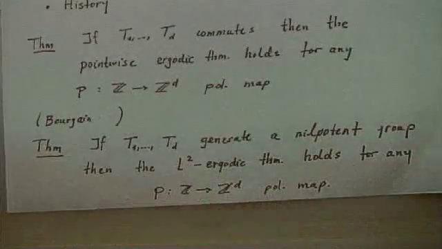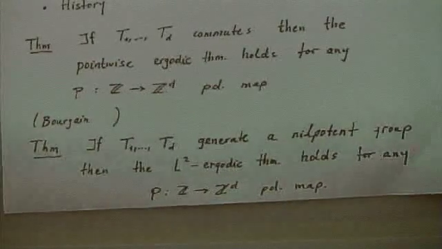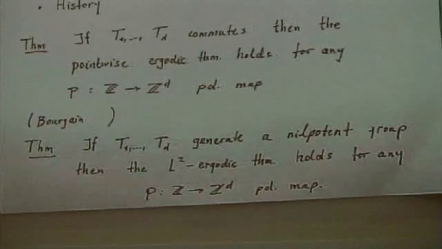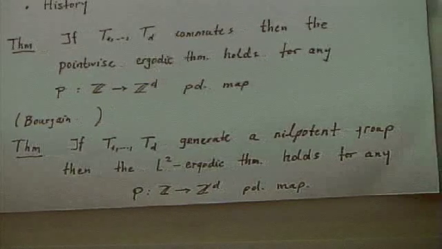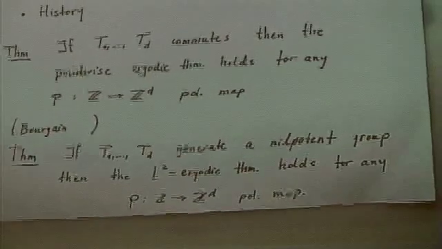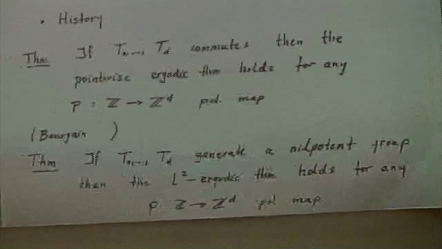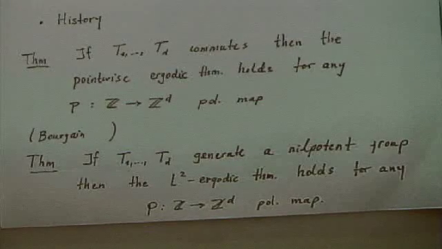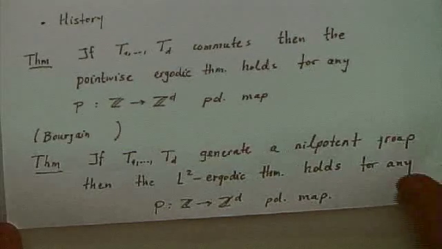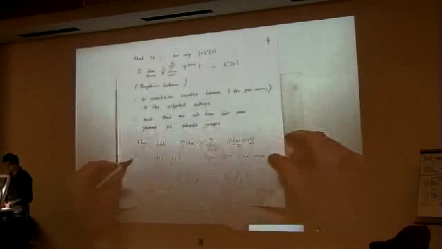And actually, there was another really general and beautiful result due to Bergelson and Leibman, who handled the case when the transformation only generated a nilpotent group, but then only proved the so-called mean ergodic theorem, nothing pointwise. So that's the two main results. And what do I mean by the mean ergodic theorem?